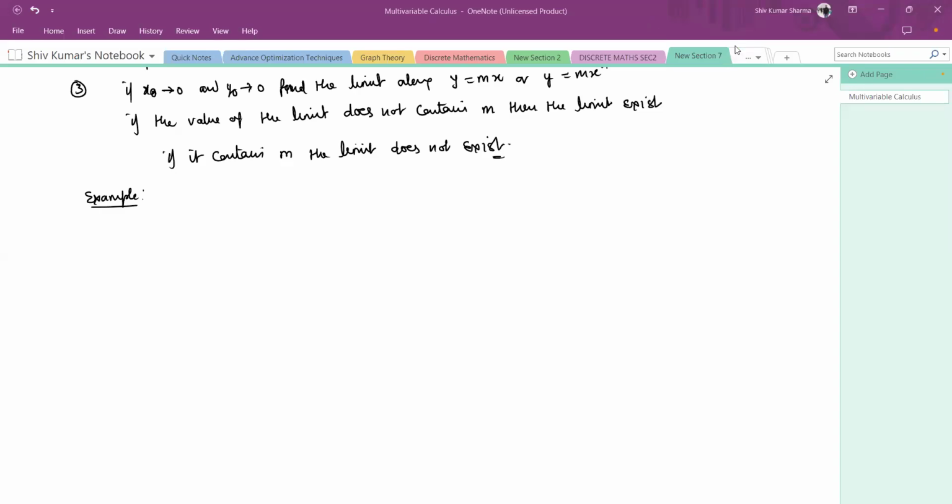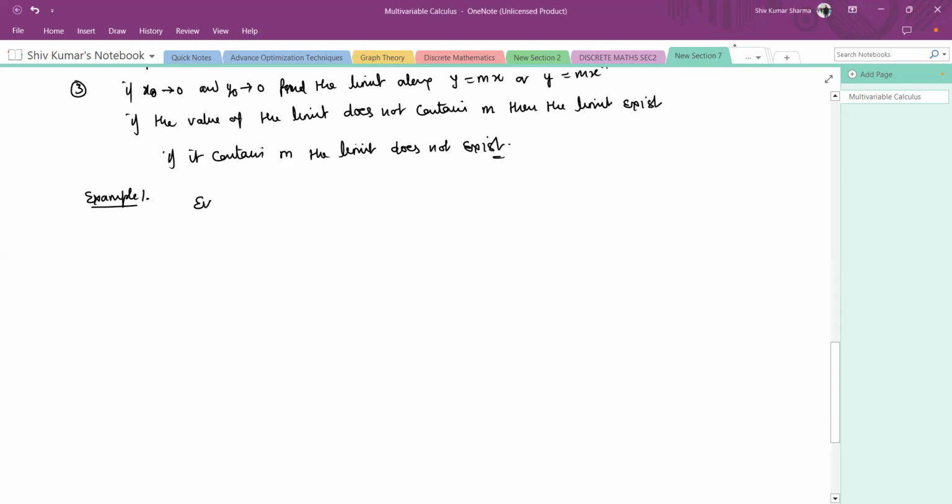In continuation of the previous lecture, we will discuss examples related to the limit. We can take any examples in which the limit exists or does not exist. So here we take one example. This is example number 1.